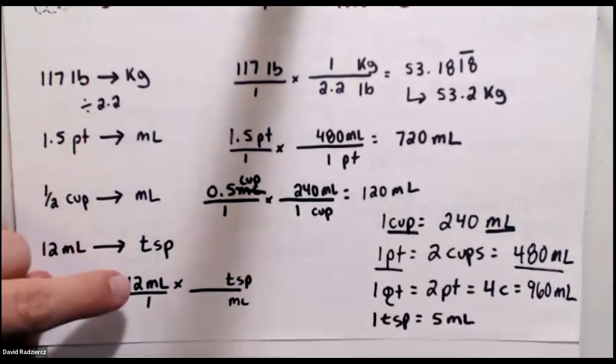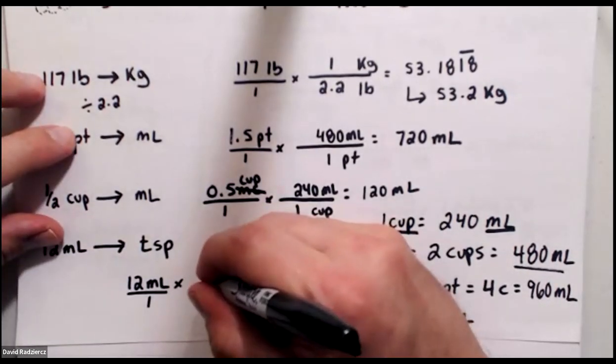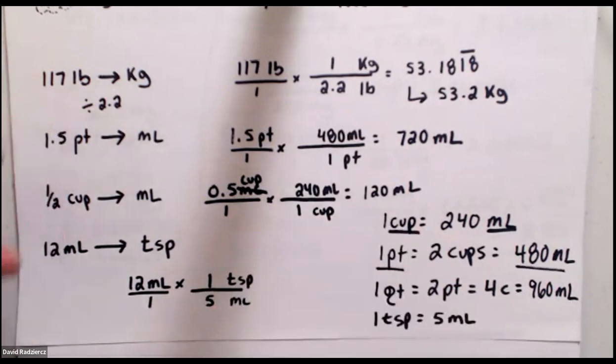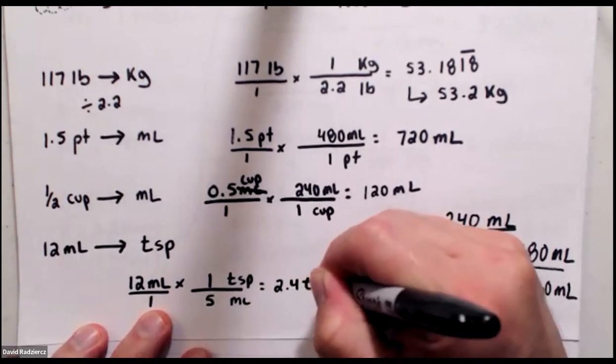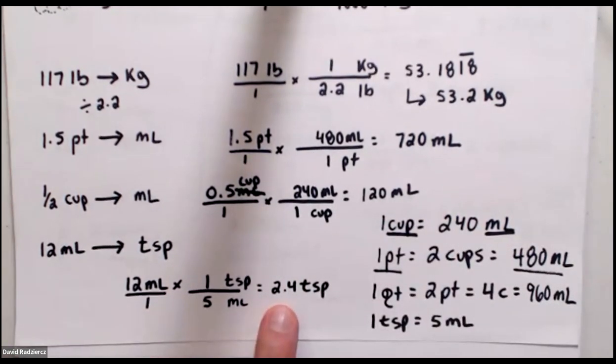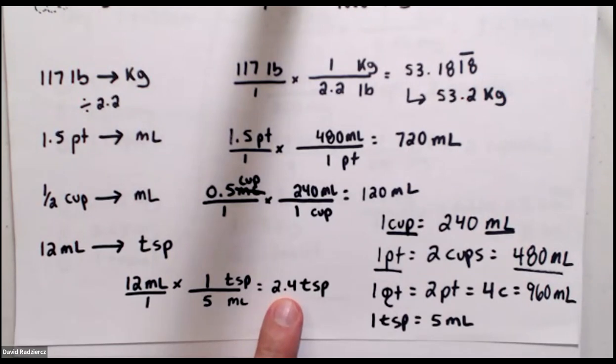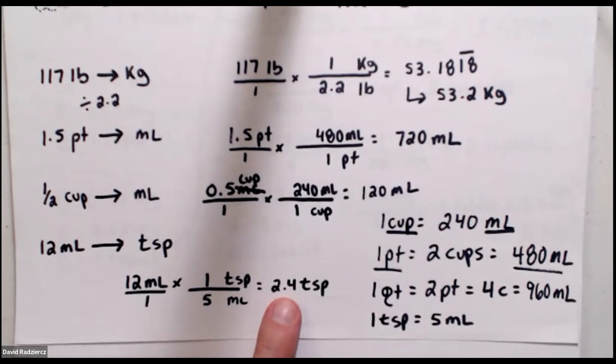I'm going to multiply by my conversion factor, where 1 teaspoon is 5 milliliters. So 12 divided by 5 will give me an answer of 2.4 teaspoons. Now you might be thinking, well, I can't give somebody 2.4 teaspoons. How could I do that?